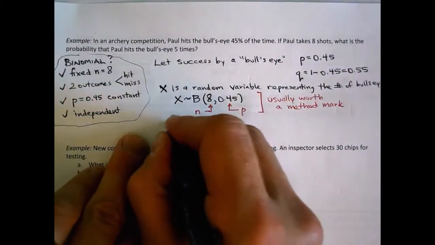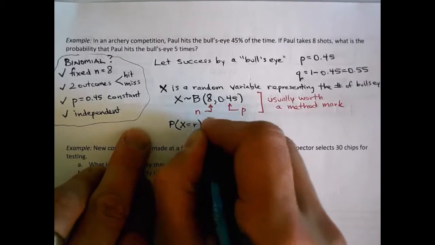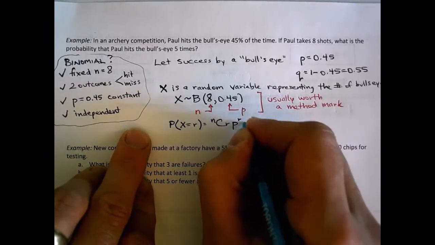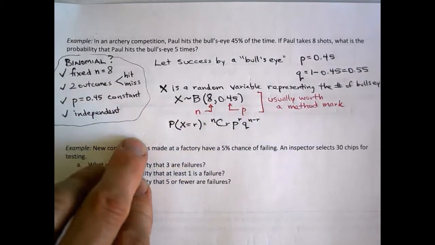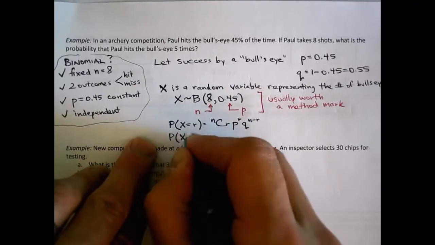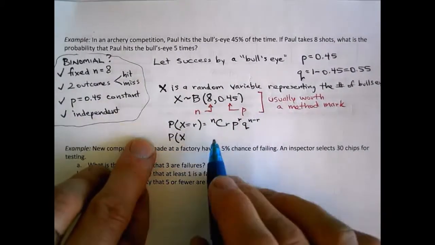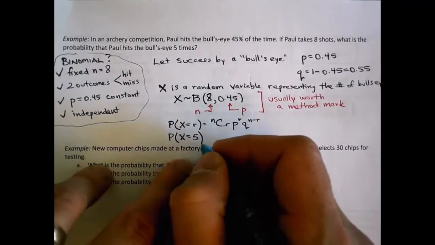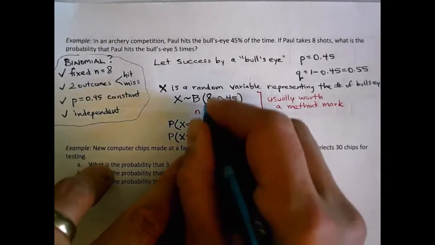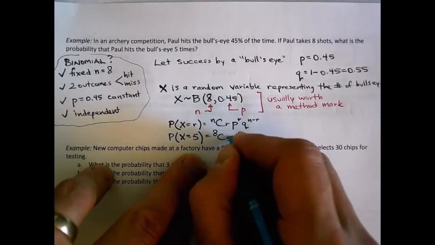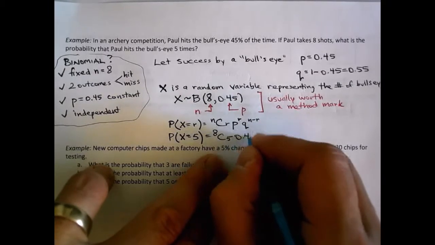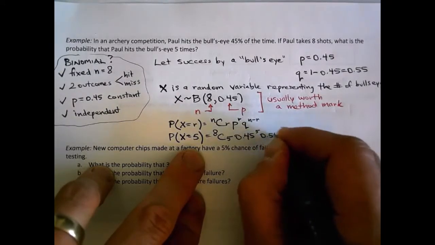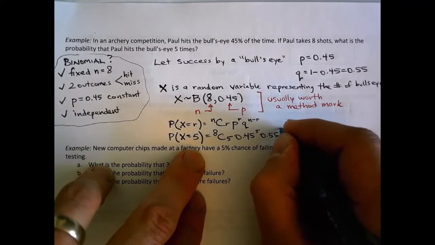So now let's use my formula. Probability that x is equal to r is equal to n choose r, p to the power of r, q to the power of n minus r. There's my formula. Let's plug in my values. What's the probability that x, remember x is the number of bullseyes, we want to know that he gets 5 bullseyes. So what's the probability that x is equal to 5? Well, that would be 8, n is 8, that's the number of trials, choose 5. Probability of success is 0.45 to the power of 5 times 0.55 to the power of 8 minus 5, or the power of 3.